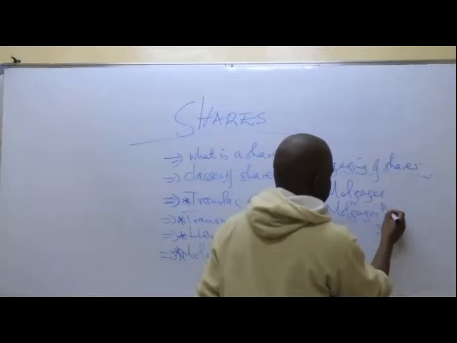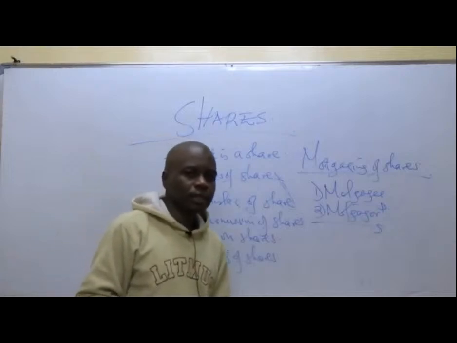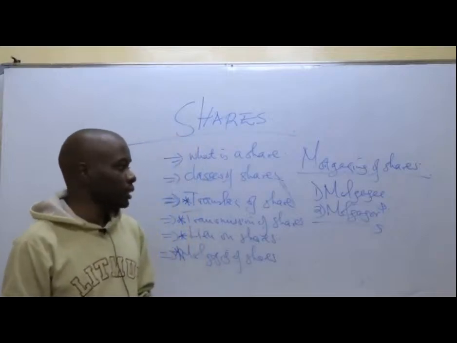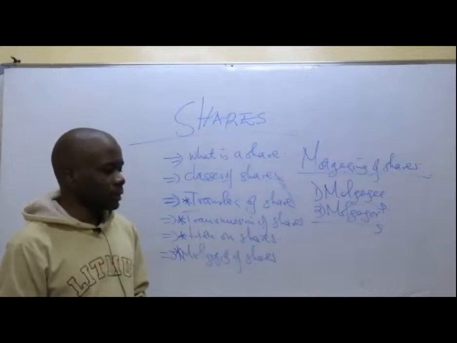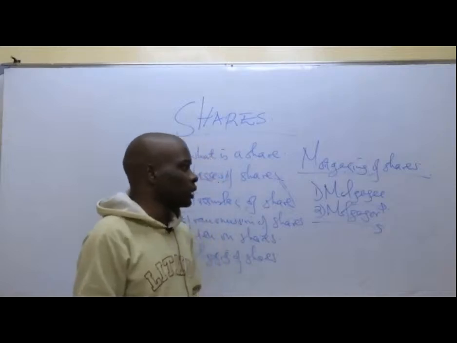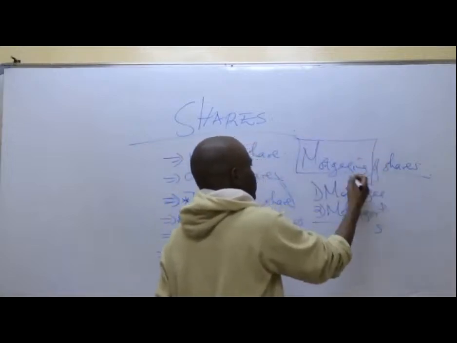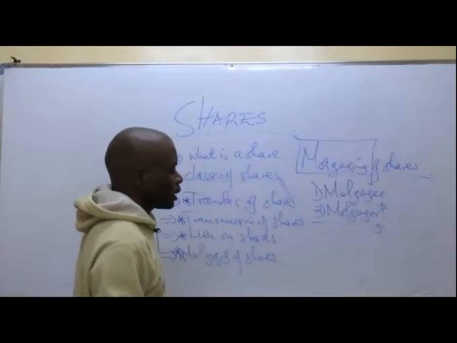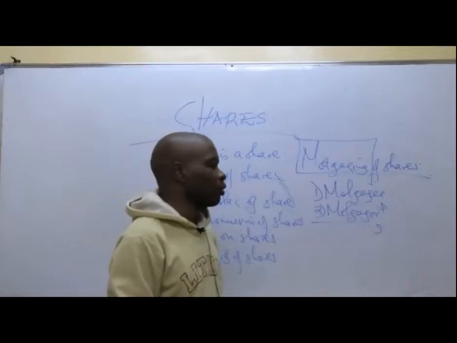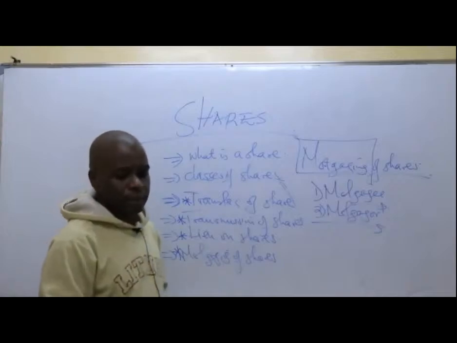So mortgaging of shares is simply where a shareholder of a company uses his shares as a form of security to acquire a loan from a lending institution. Shares are like assets, which can be used as a form of security when you're getting a loan from a lender. So if you have shares of a particular worth in a company, you can use them as security from a lender, either a bank or maybe a SACCO. If such happens, we say the shares have been mortgaged.